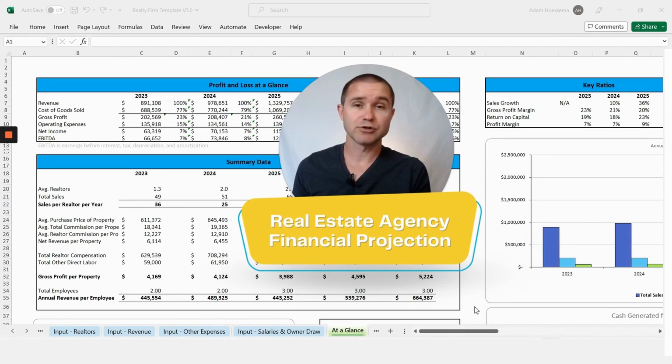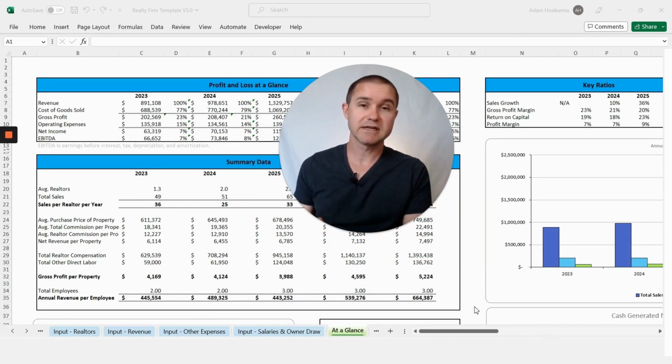If you're looking to create a set of financial projections for a real estate agency, whether it's a startup or an existing agency that you're looking to expand, and you need some projections maybe for potential investors or lenders, or just really for internal cash flow planning, then you've come to the right place because we have built a financial projection spreadsheet template built specifically for real estate brokerages, agencies.